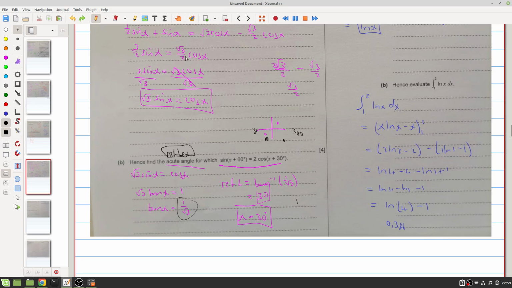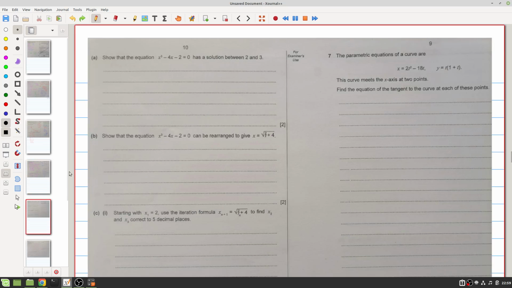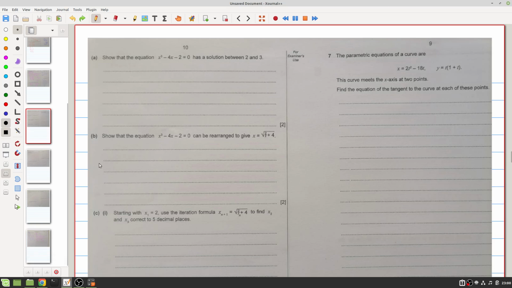Okay, let me just get rid of that. We don't really want to show this reflex angle stuff on here. Okay, next page. How many pages do we have? So this is page 9 and 10. We only go to 15. Okay, so we're already making some progress.